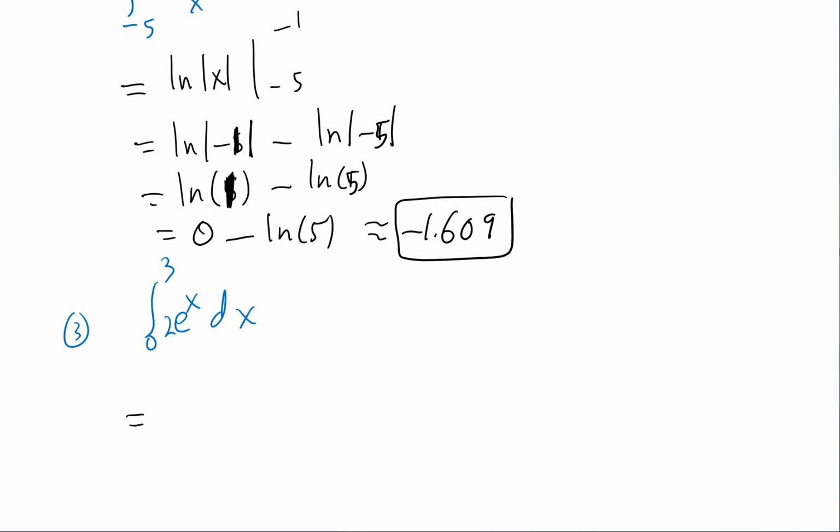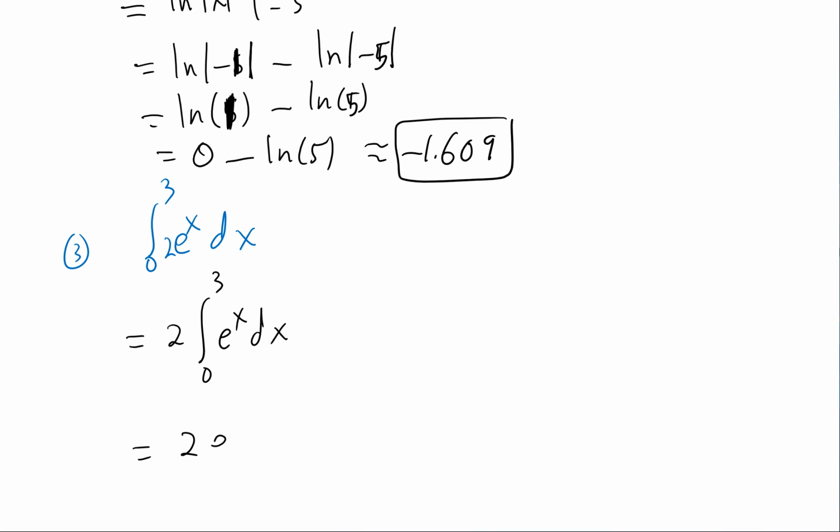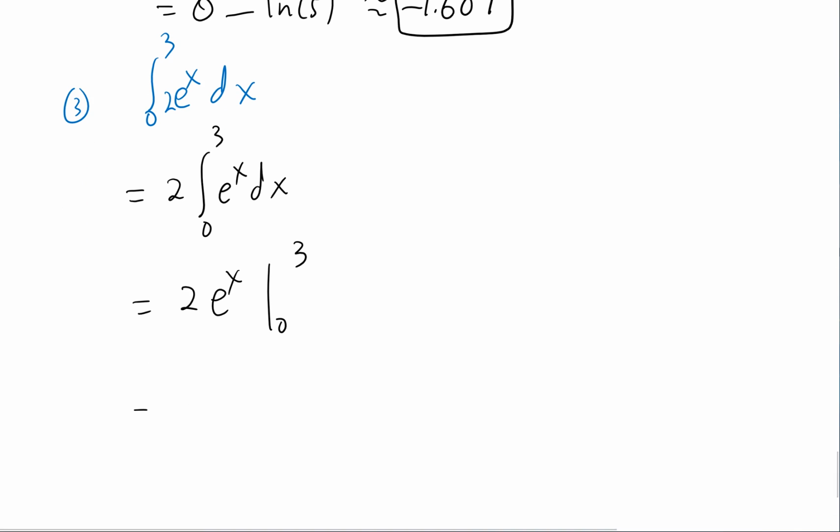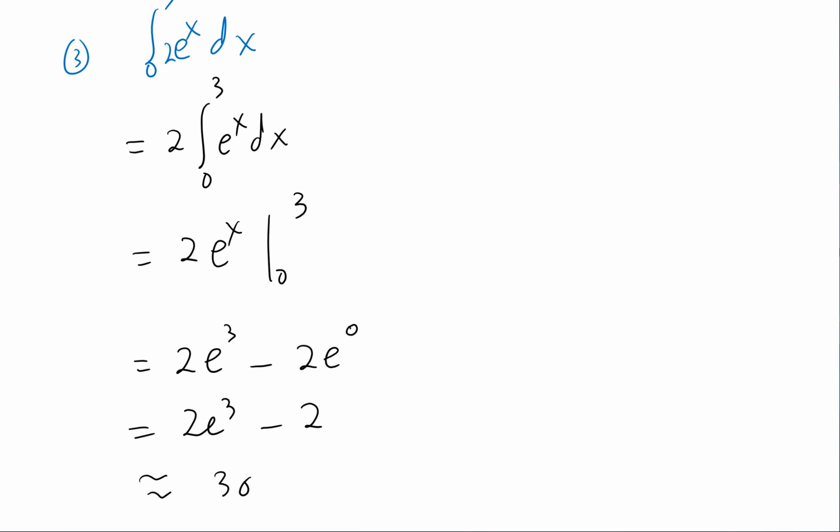For the next one, I can take the 2 out, integral of e to the x dx from 0 to 3. And we learned 2 sections back the integral of e to the x is e to the x, from 0 to 3. All we have to do is substitute that in. 2e to the third minus 2e to the 0. 2e to the 0 is 2. And if you put that into the calculator, that gives about 38.171.